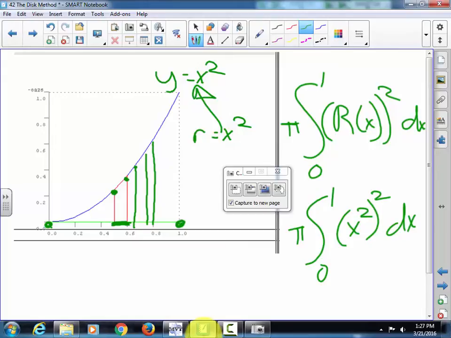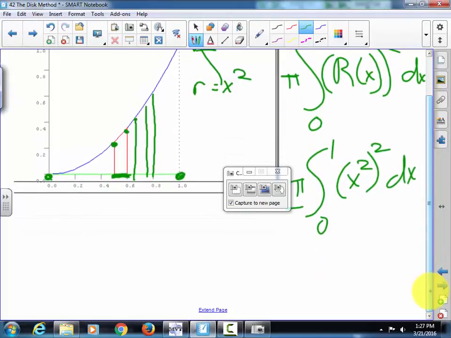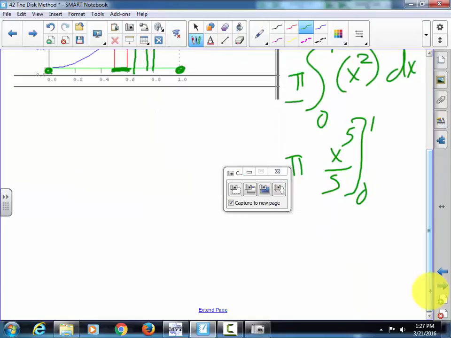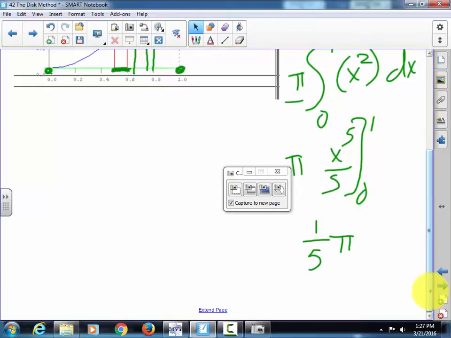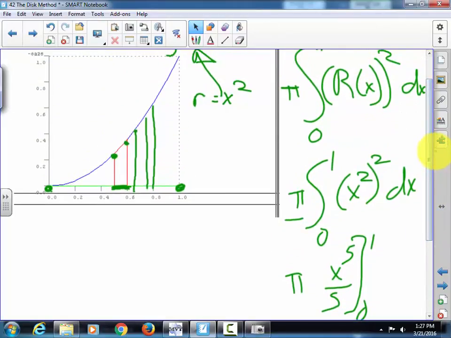By integrating, because here's pi, radius is x squared, is pi r squared, and dx is your h, your height. Remember, we're taking care of the height by doing the integration part from 0 to 1. So the volume is going to be pi times x to the 5th over 5, evaluated from 0 to 1, which is going to be 1/5 pi. That's our volume for if we were to take that curve and rotate it around the x-axis.